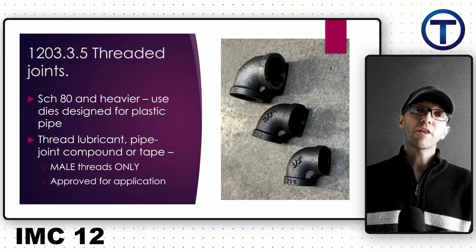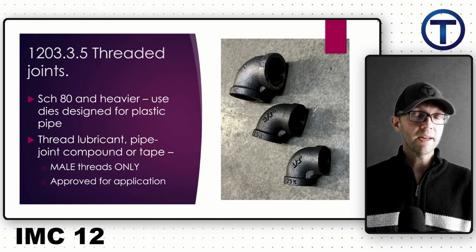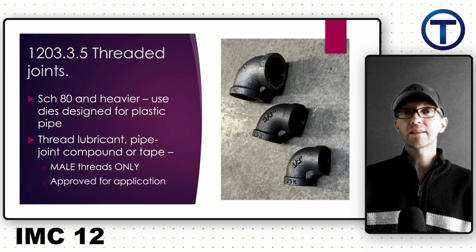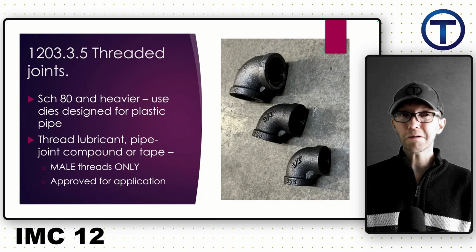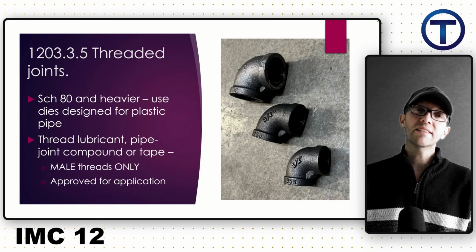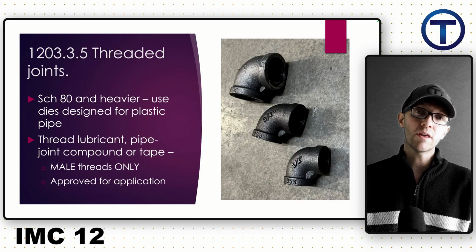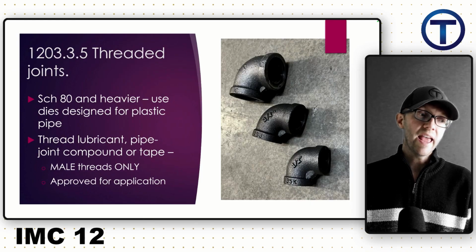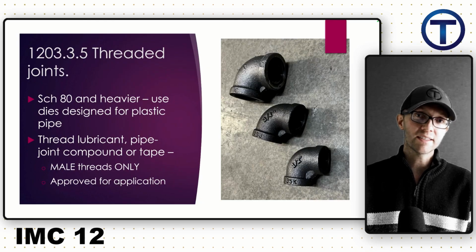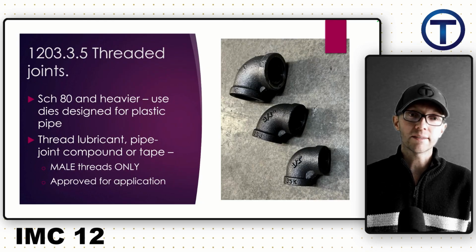1203.3.5 talks about the threaded joints. Very common in hydronic systems. You can thread steel. You can also thread some plastics, but it's kind of rare, and why would you do that anyway? I don't know. If you're going to thread plastic, it has to be Schedule 80 or heavier. That means it has a thicker wall, and you'd want to use dies that are designed specifically for plastic if you're threading plastic.